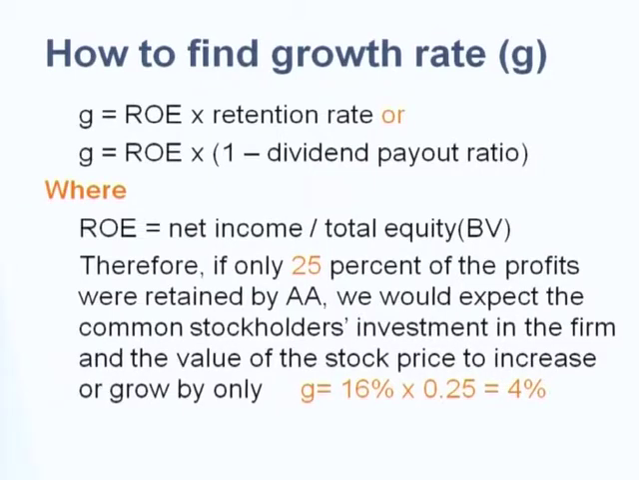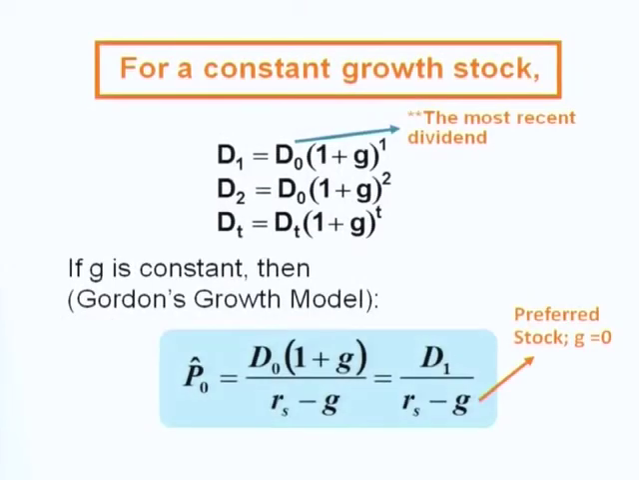So you know it already. ROE equals net income divided by total equity, where BV means book value. So if only 25% of the profit were retained by AA, what will the growth rate be? 16% ROE multiplied by 25%, right? So G will be only 4%. Okay, that is how you get G.